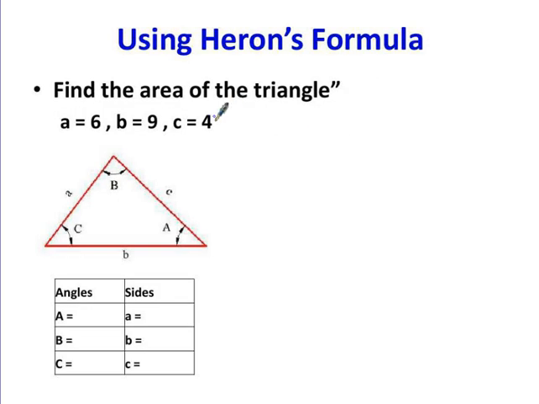Okay, so if we look at an example, and just to make it a little bit easier, I'm actually going to change this to 5. Alright, so find the area. The first thing I'm going to do is find S. So it's going to be the sum of the three sides divided by 2. 6 plus 9 plus 5 would be 20 divided by 2 would be 10. So S is equal to 10.